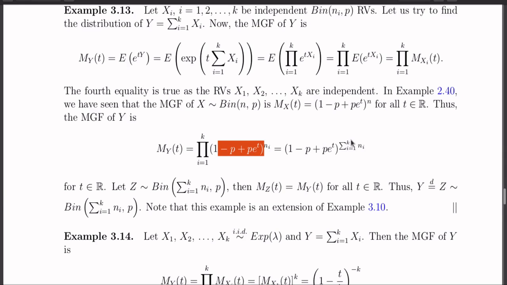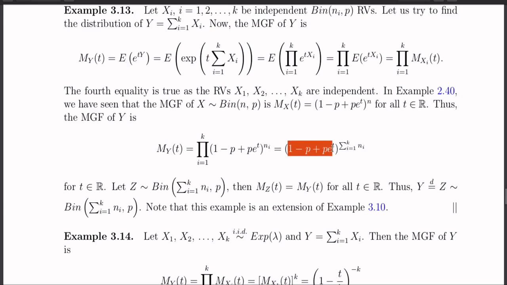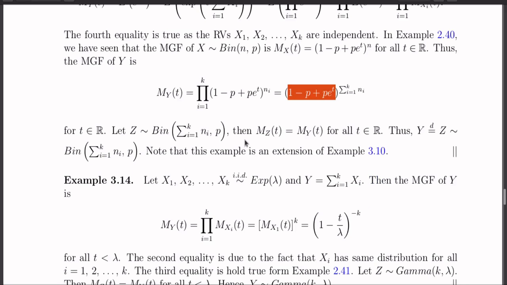Now I have a product, and this quantity is fixed for all i, so that product is going to give me this quantity to the power summation ni. Now notice that if I have a random variable Z which has a binomial summation ni, p distribution, then the moment generating function of Z is exactly the same as this quantity. So that means the moment generating function of Z and the moment generating function of Y are the same for all t belongs to R.